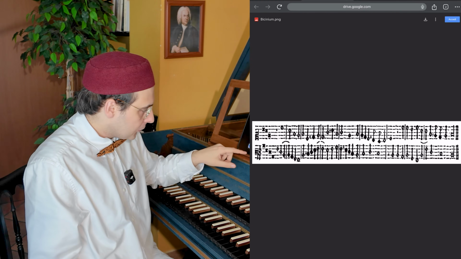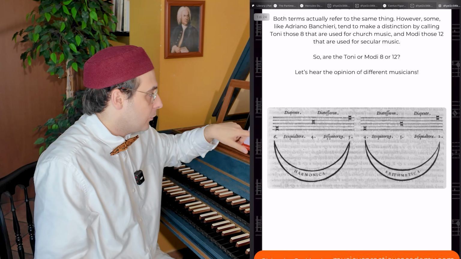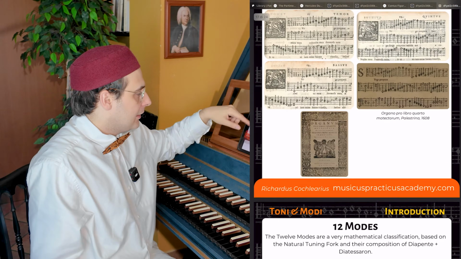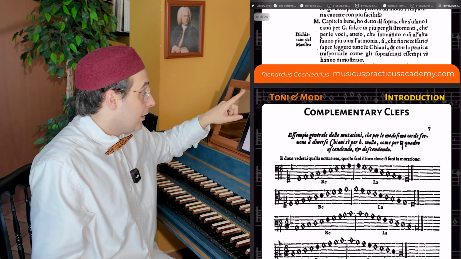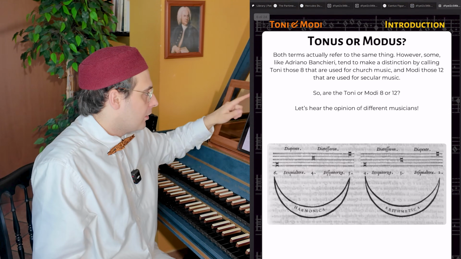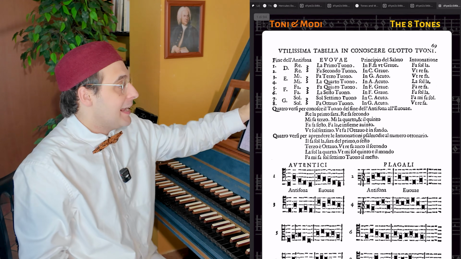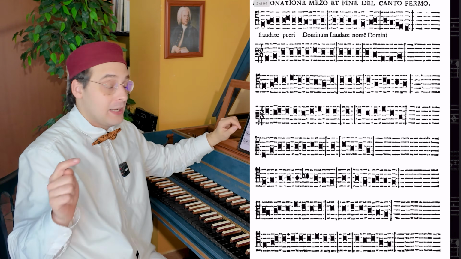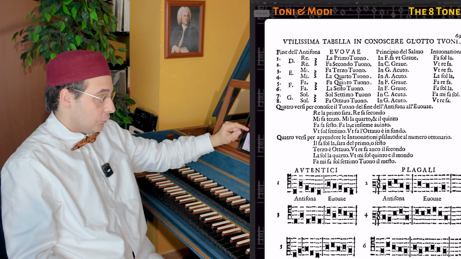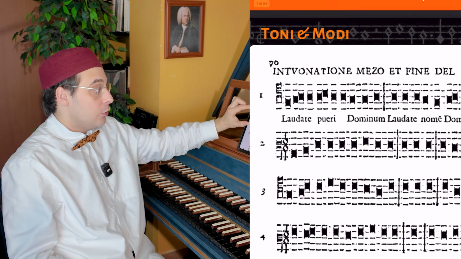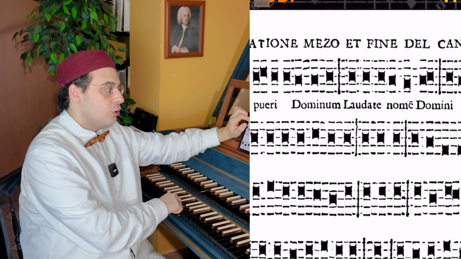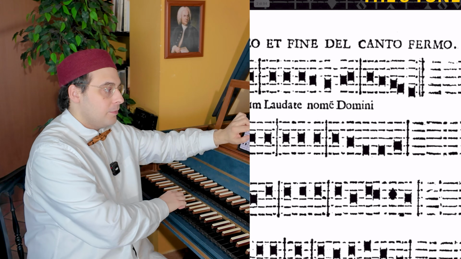So we were talking about species, and we said that we have the arithmetic division. Let's go to the transposition that we can find in Adriano Banchieri. They are not here. They are here in chapter 2, when we talk about the 8 ecclesiastical tones in Cantus Figuratus. Here we have the tones of Cantus Firmus, in the setting of Cantus Firmus, and look at the tenor, secundus tonus. Laudate pueri Dominum, laudate nomen Domini.